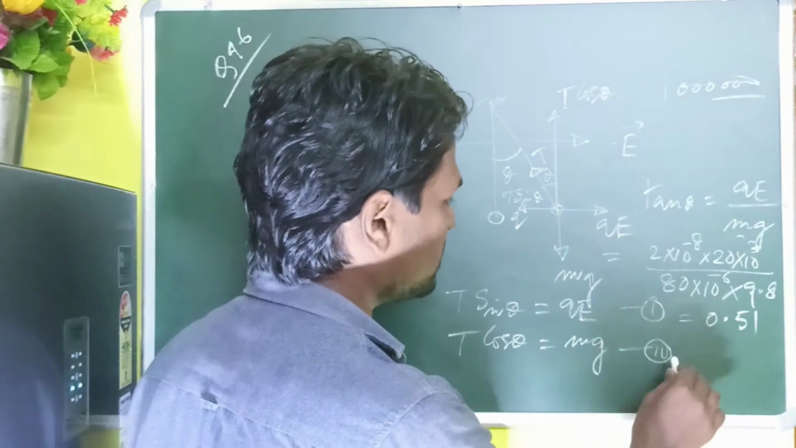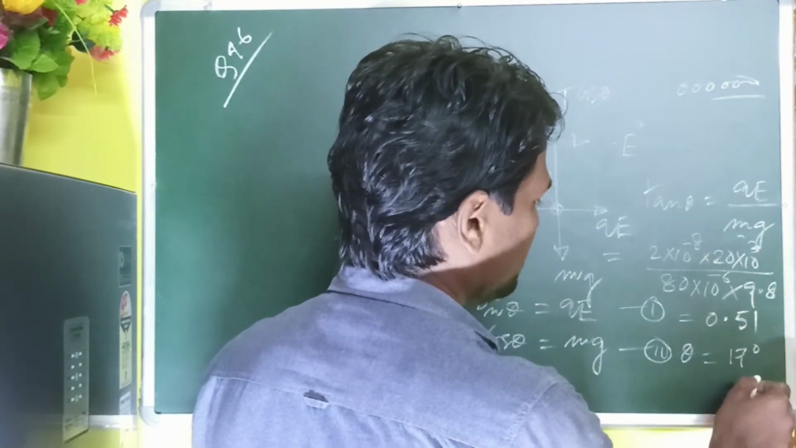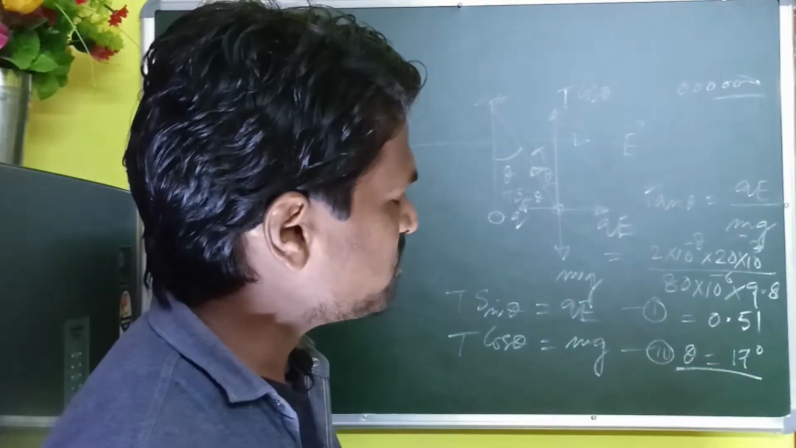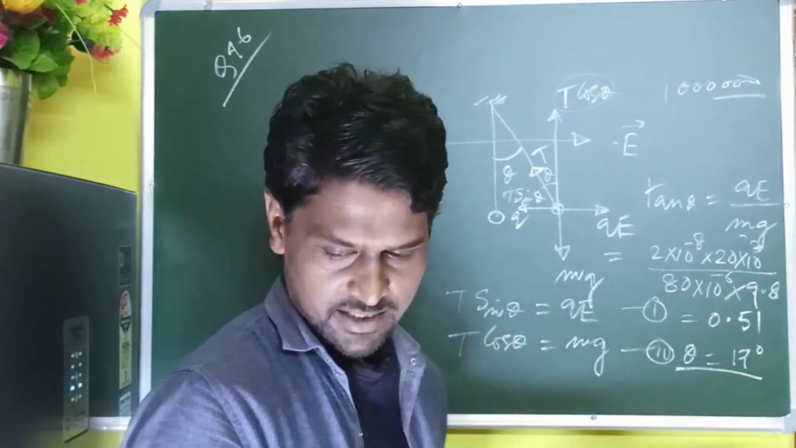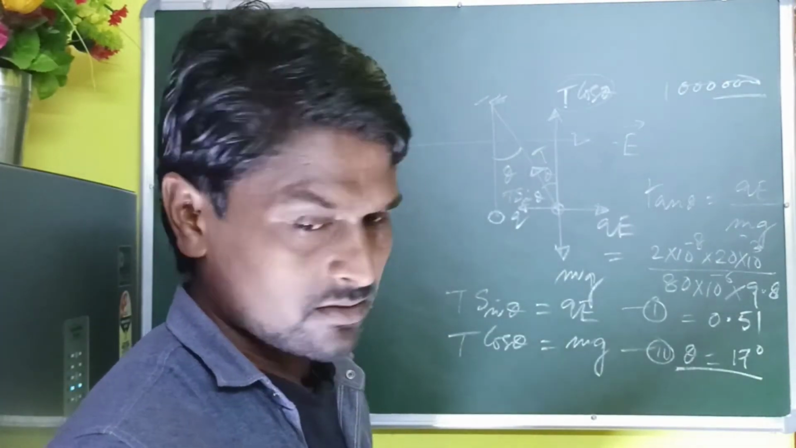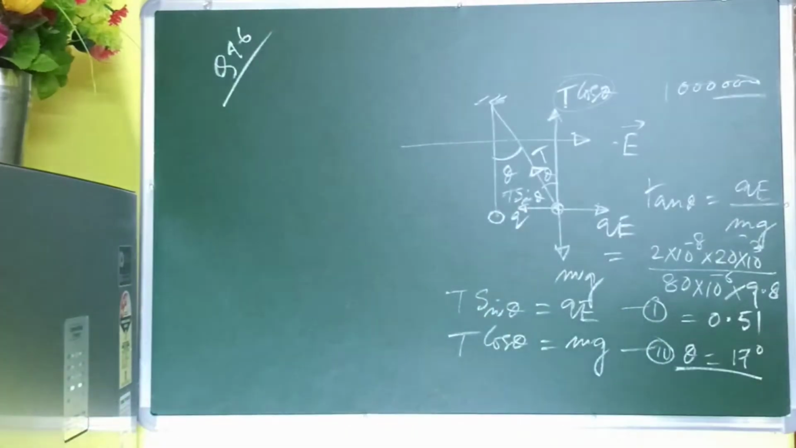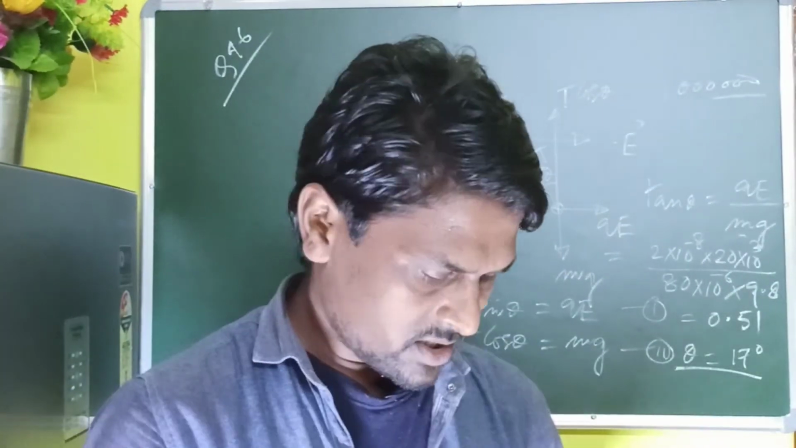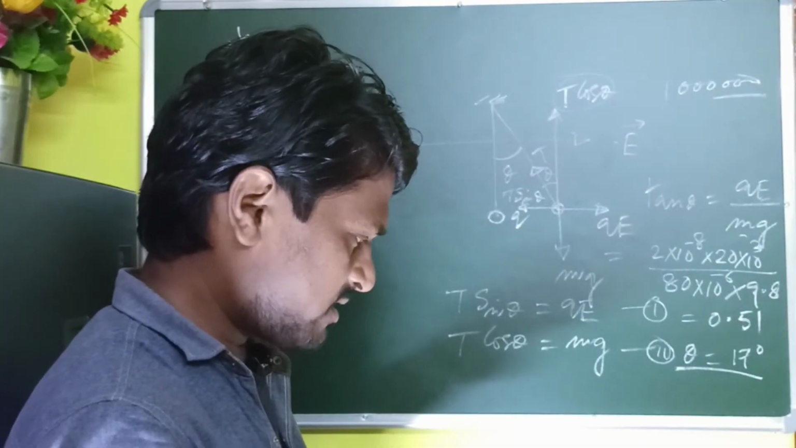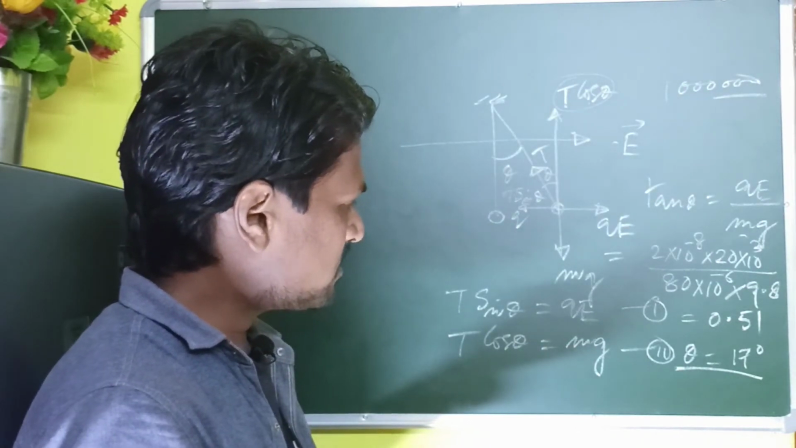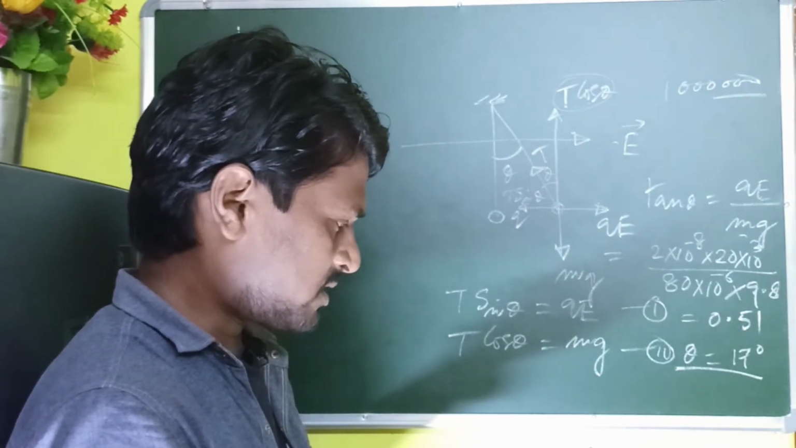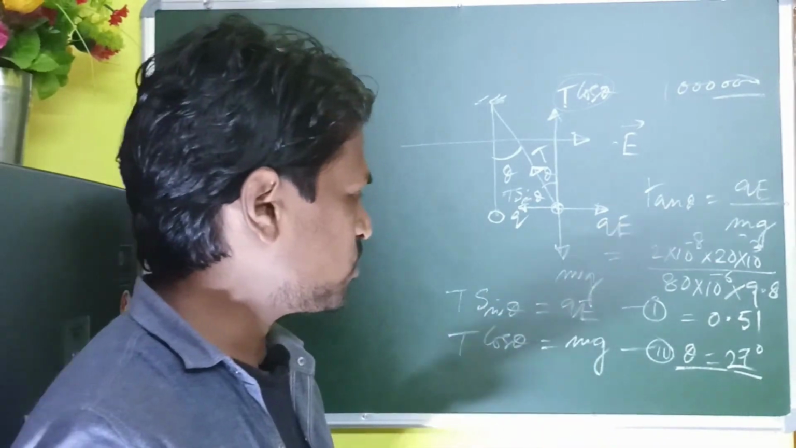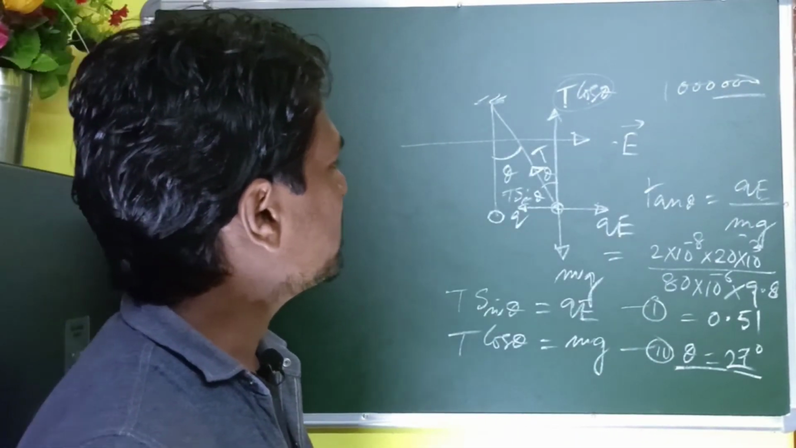Okay, so tan theta equal to this, मतलब थीटा इक्वल टू tan inverse of 0.51, approximate. You can take the help of a calculator also. So theta equal to tan inverse of 0.51 and this is equal to 27 degree होगा, 27.02, 27 degree. Okay, so theta हो गया.